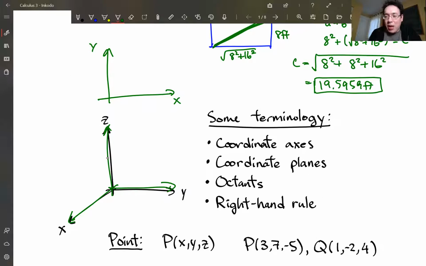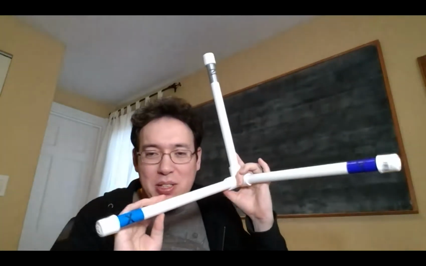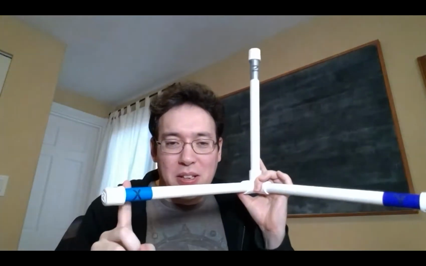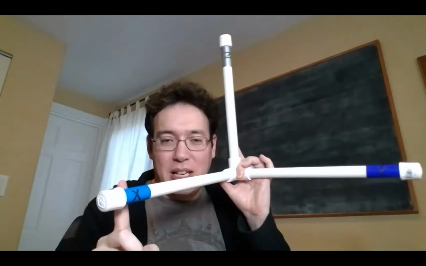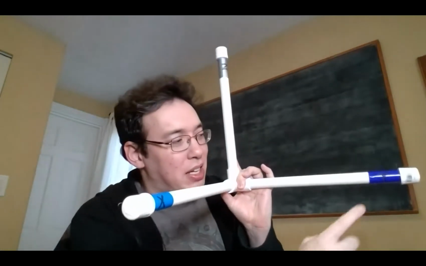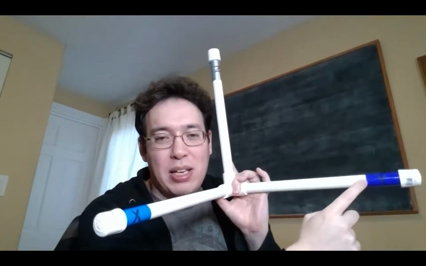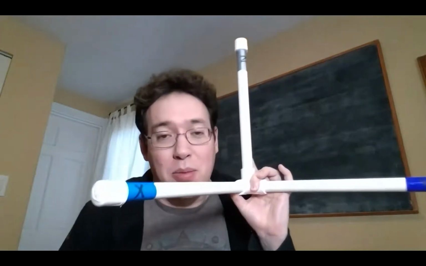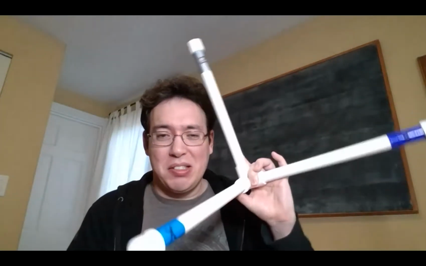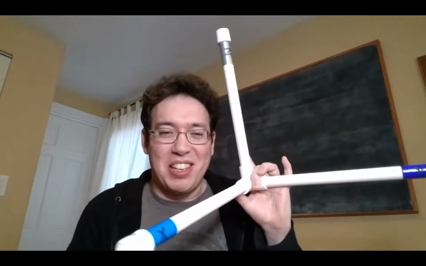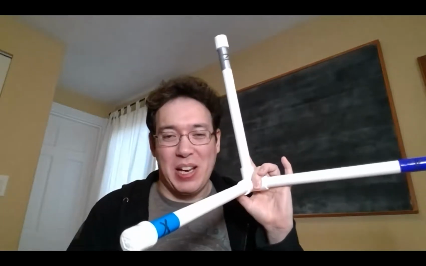I wish I could show it to you in class, but I do have a model of a three-dimensional axis like this. So here, the X is the blue that's kind of pointing at you. And it's a little bit hard to see. The purple axis is the Y here, and the Z axis is pointing upward. This is the default perspective that you're going to look at.